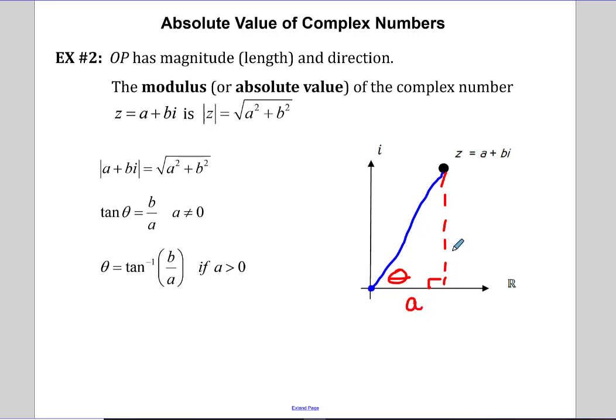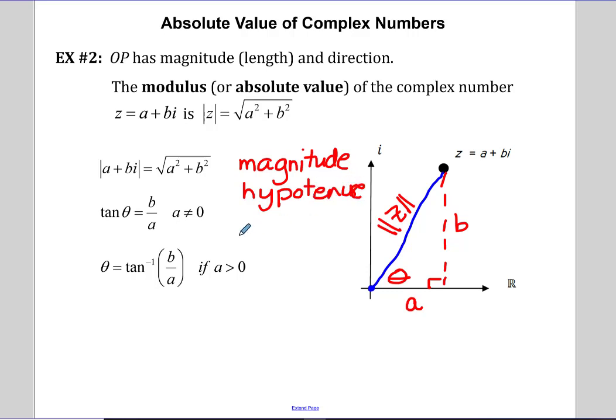So if we had A on the real axis and B on the imaginary axis, then the modulus or magnitude or the absolute value of the complex number Z is going to be found by calculating that hypotenuse. So we have magnitude, which is length or distance, and we have the hypotenuse, and absolute value. Those are all interchangeable. Magnitude, hypotenuse, modulus, all those words are related to that segment from the origin out to our point P.